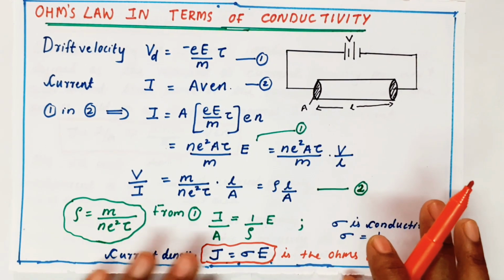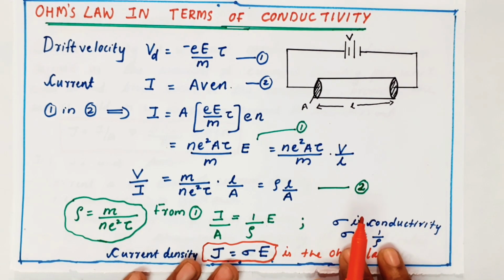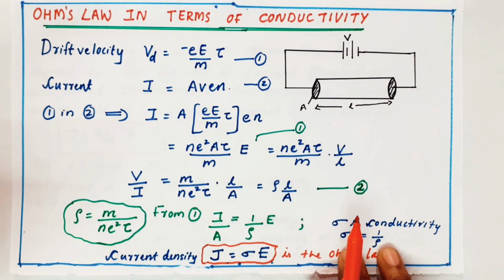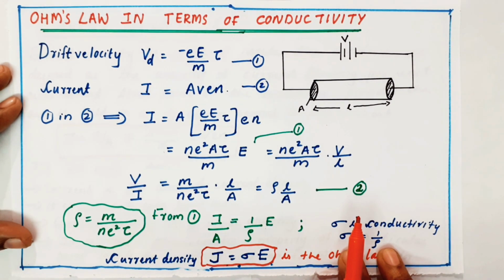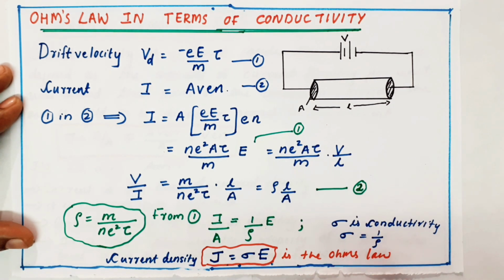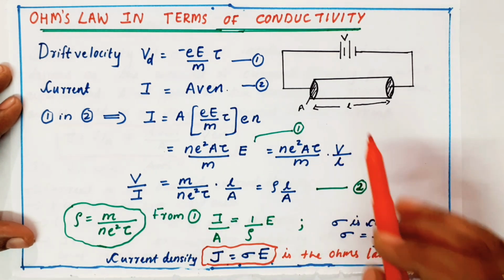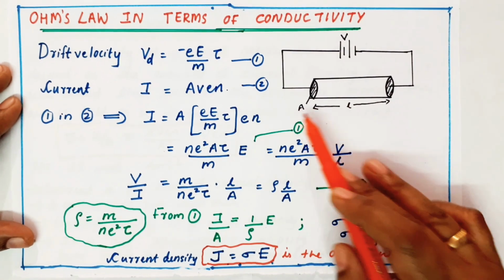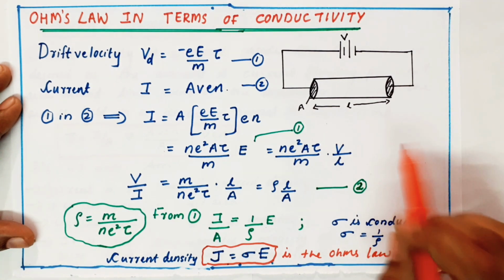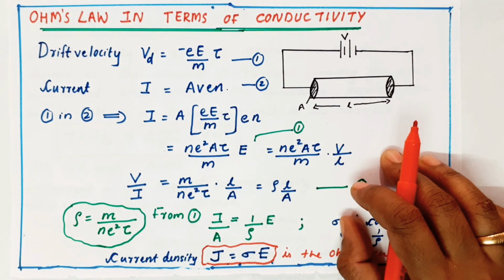Now we got many new terms here. Here I am just talking about Ohm's law in terms of conductivity. We learned Ohm's law in the first video, that is the normal Ohm's law, simple Ohm's law in terms of V, I and R. But here we are including some other terms. See here, the same previous conductor I have taken, A the area of cross section, L the length. I am writing the equation from the previous page only.